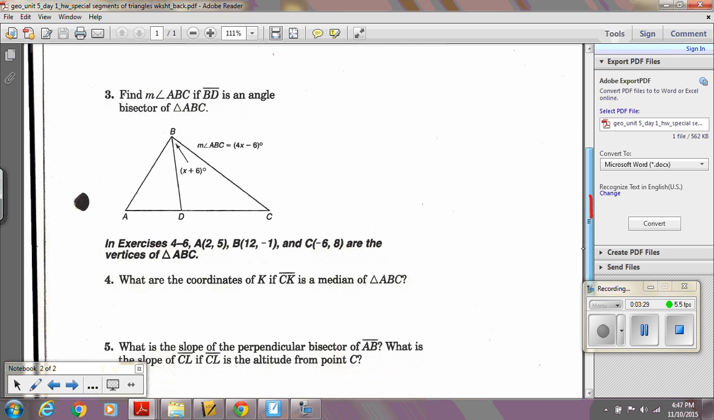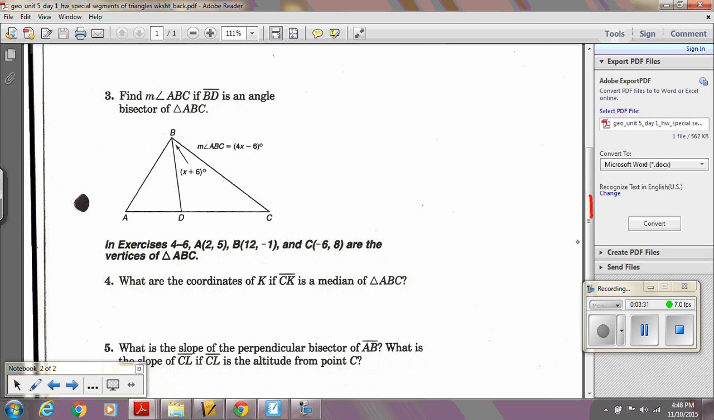Alright, on number 3, it wants us to find the measure of angle ABC if segment BD is an angle bisector. So again, we talked about it in class. An angle bisector will cut angle ABC, which is a larger angle, into two smaller congruent angles. So ABD and DBC are the two congruent angles.